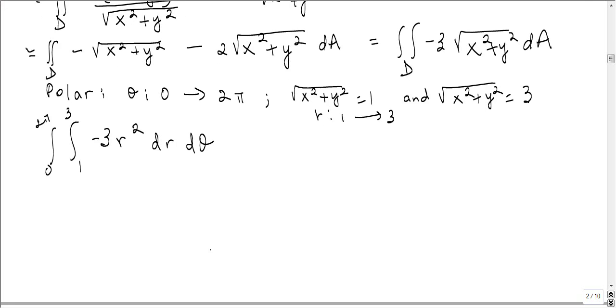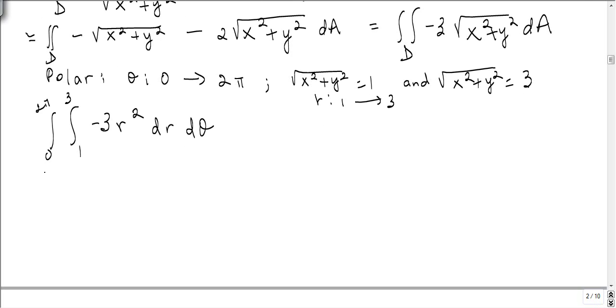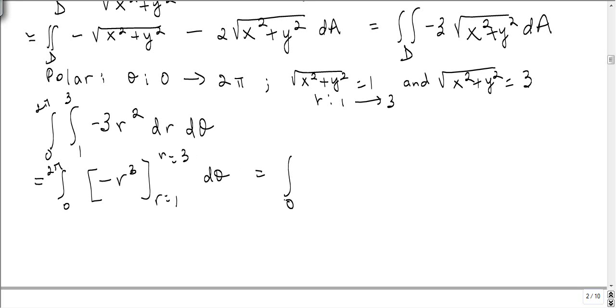How much space do I have? This is equal to 0 to 2 pi. When you integrate that, you get minus r cubed from r equals 1 to r equals 3. I'm going to use the same line, okay? Which is 0 to 2 pi. This works out to be, I think, minus 26 d theta, which is minus 52 pi. Okay, so that's this one.